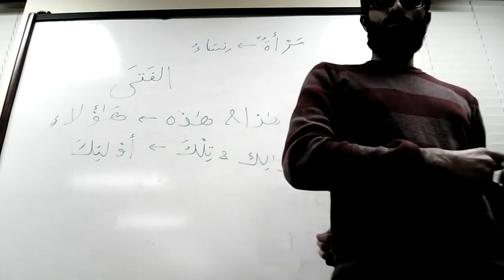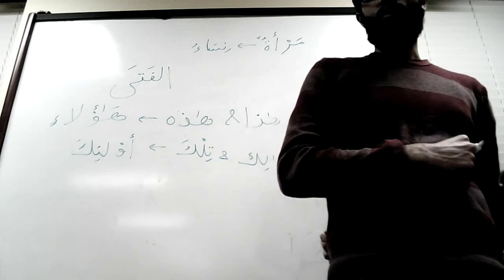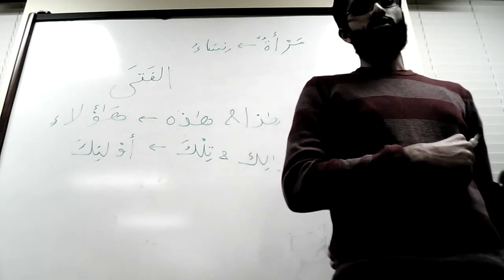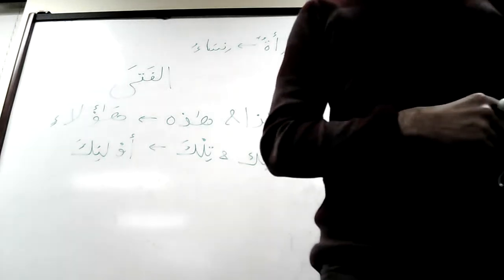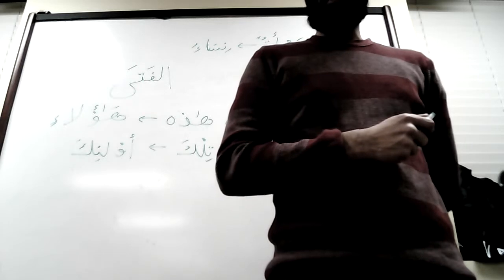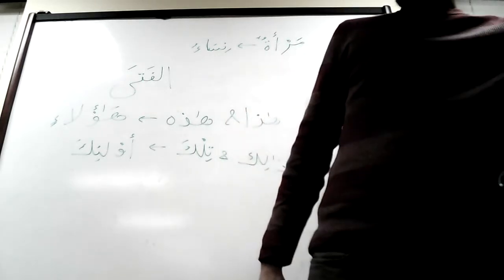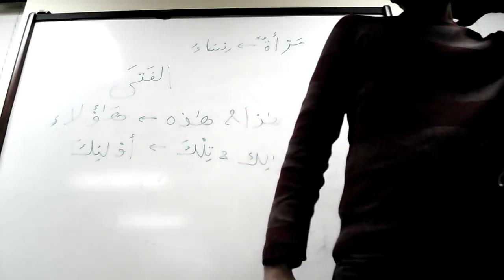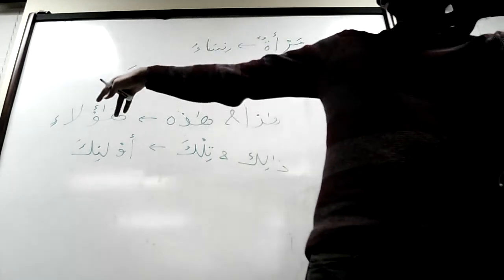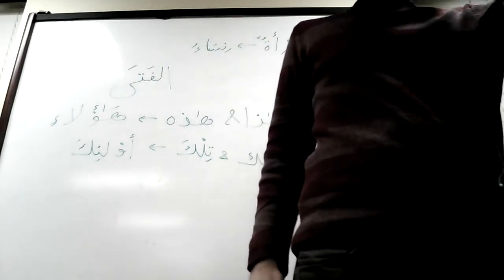طويل. من هذا الولد الطويل? What does that mean? Who is this tall boy? Okay, make it plural. من هذا. What's plural of هذا? هؤلاء. So من هؤلاء.